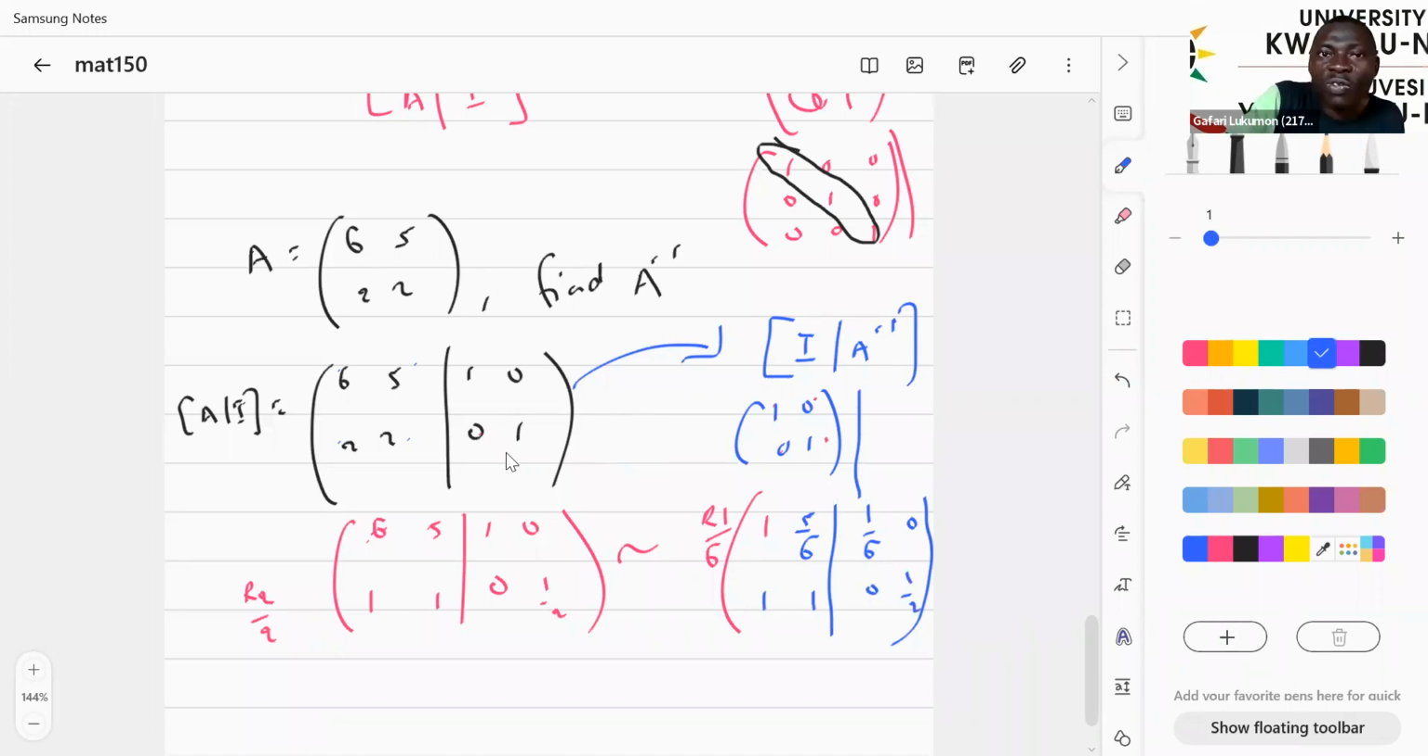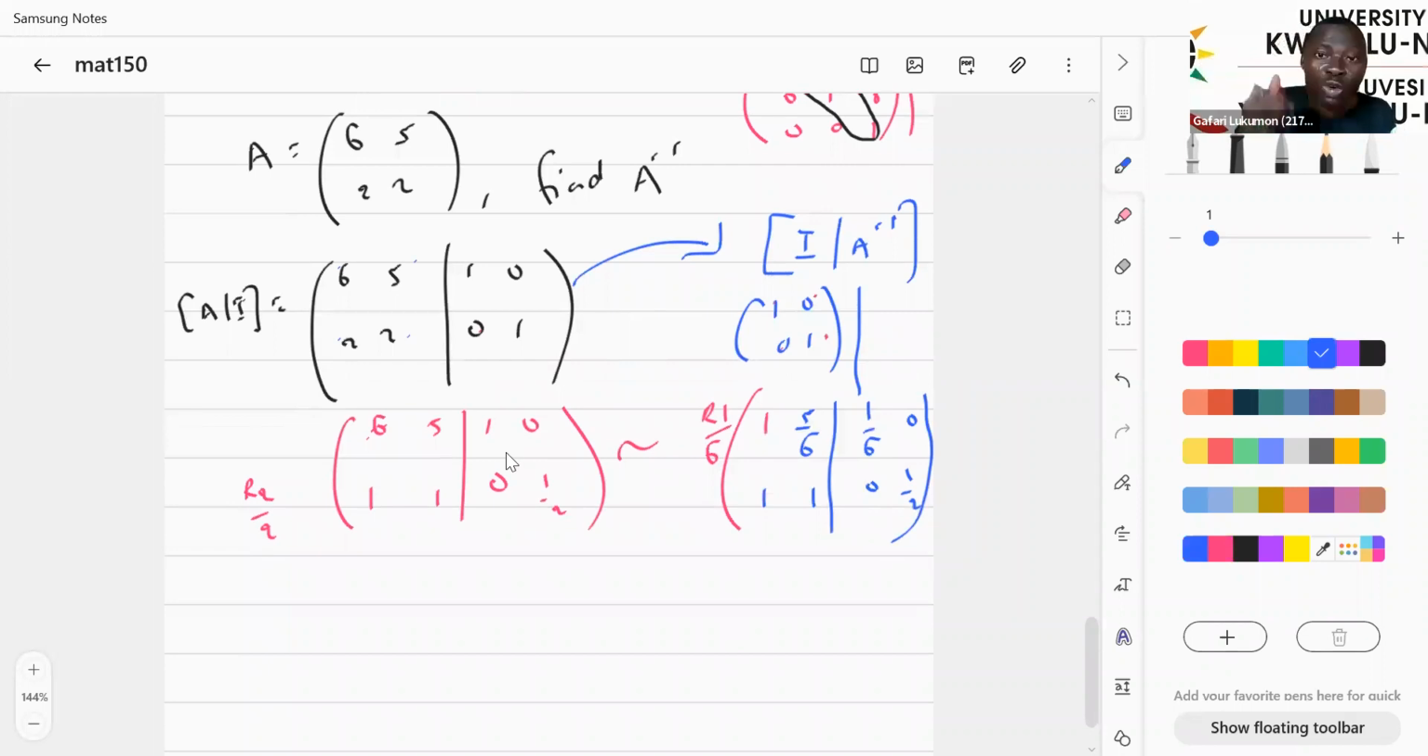Out of the 4 things we want to do, we've done 1. We wanted to make this one 1, and we've done that. We want to make this one 1, and it is 1 already. But we want to make this one 0, and we want to make this one 0 as well. I hope you understand that. So how do we do that?